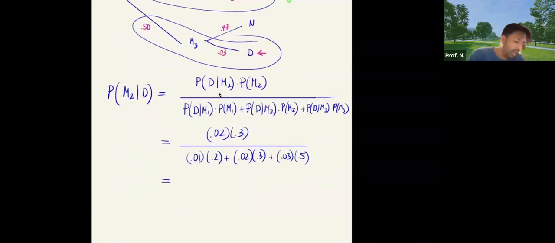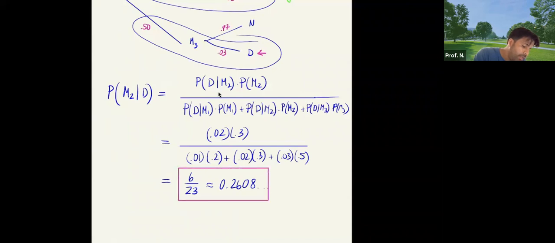Put this in your calculator and you should get the correct answer. So you put in 0.02 times 0.3 over 0.01 times 0.2 plus 0.02 times 0.3 plus 0.03 times 0.5. I press math enter, and I get 6/23, which is approximately 0.26. So the answer that you see in the answer sheet is an approximation.